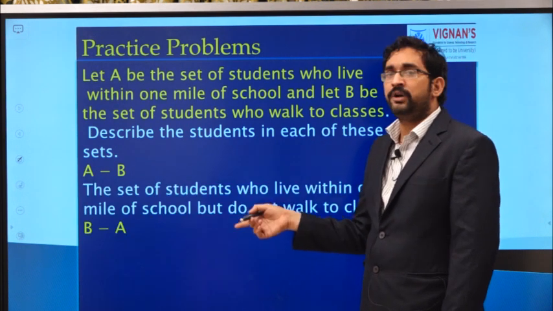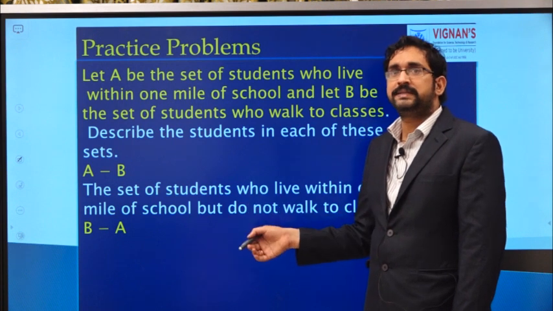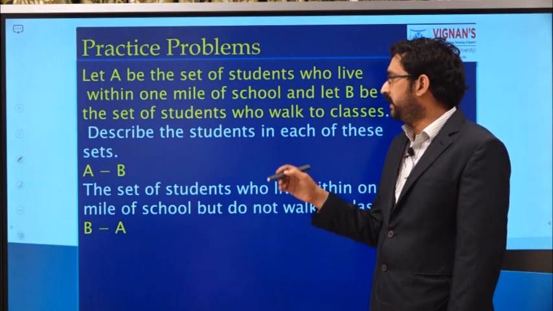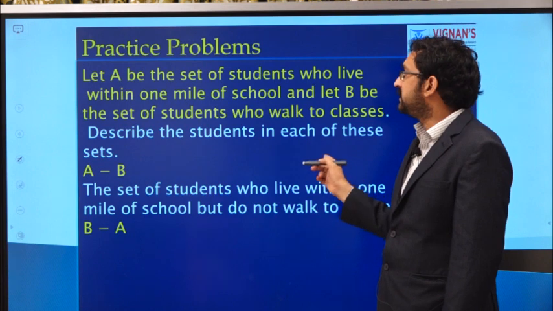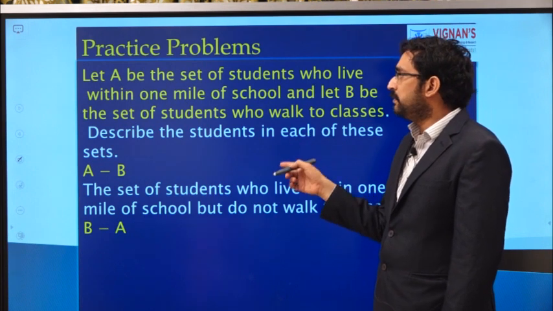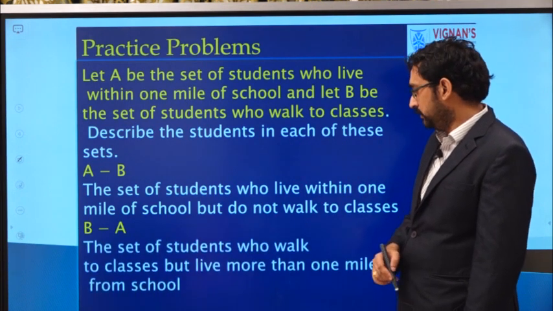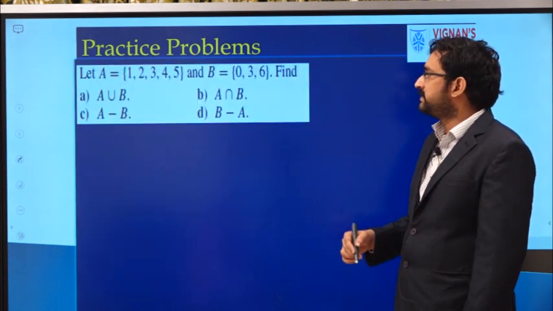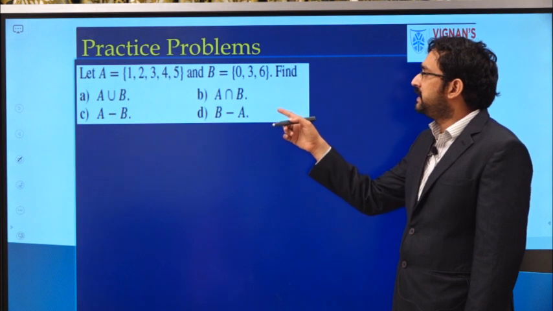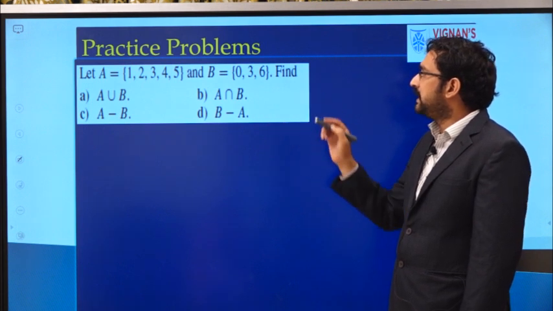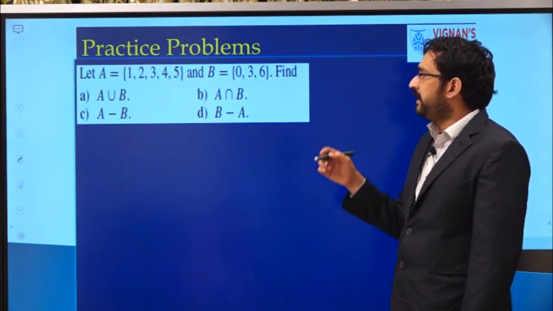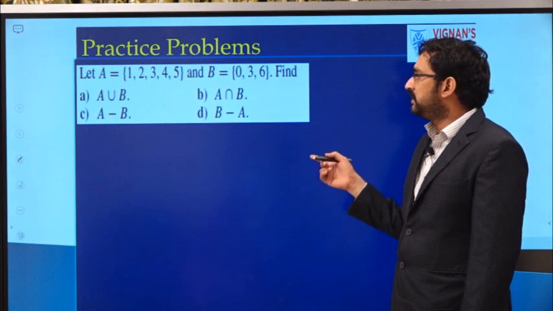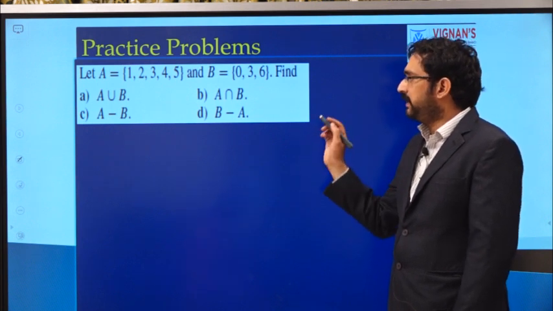Next we will discuss B minus A. So B minus A represents the set of all students who walk to the classes but do not live within 1 mile of school. Next, a practice problem is given. A contains 1, 2, 3, 4, 5. B contains 0, 3, 6. Find A union B, A intersection B, A minus B, B minus A.